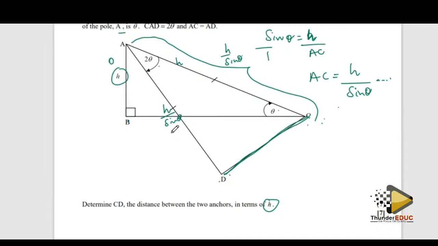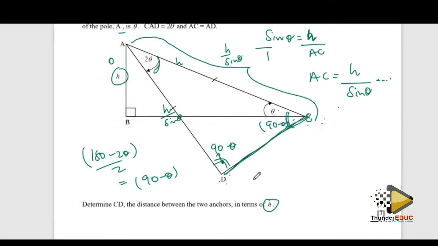Now they want us to get the distance between the anchors. For us to get this distance, we don't know this size, but we know that this angle must be the same as this angle. If this is 2 theta, then these angles are going to be 180 minus 2 theta, divided by 2, which is basically 90 minus theta. So this is a 90 minus theta. That's also a 90 minus theta. We can use that.